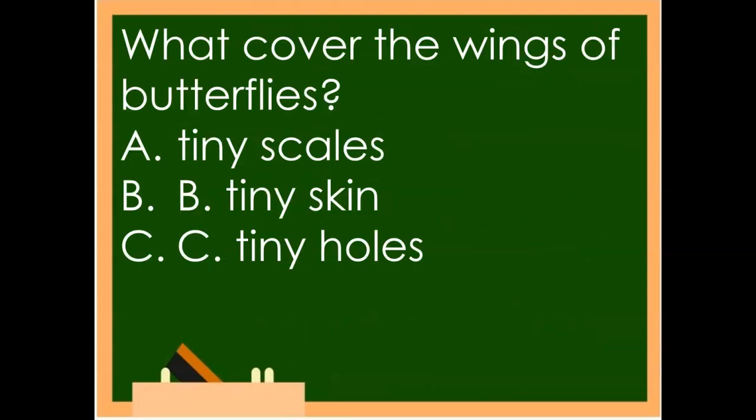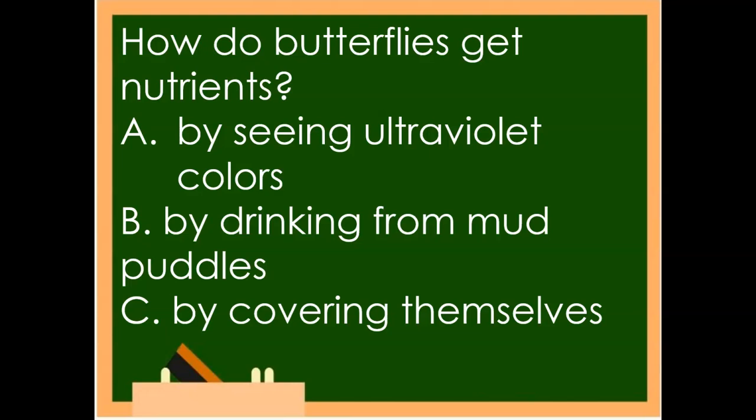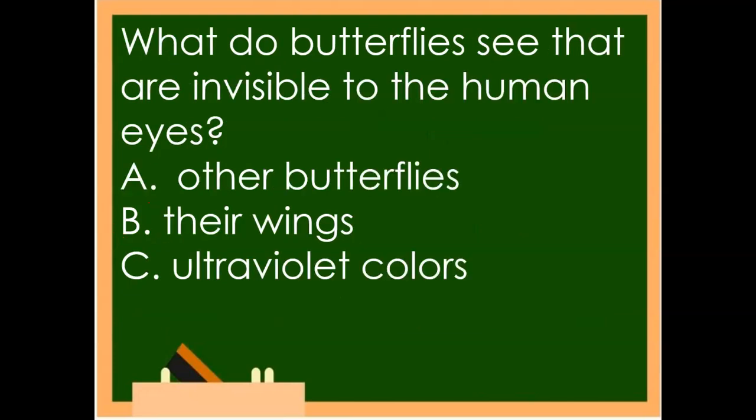What covers the wings of butterflies? A, tiny scales, B, tiny skin, C, tiny holes. The answer is letter A, tiny scales. Next, where can the taste receptors of butterflies be found? It is found on feet. How do butterflies get nutrients? A, by seeing ultraviolet colors. B, by drinking from mud puddles. C, by covering themselves. The answer is letter B, by drinking from mud puddles. Next, what do butterflies see that is invisible to the human eyes? A, other butterflies. B, the wings. C, ultraviolet colors. The answer is letter C.